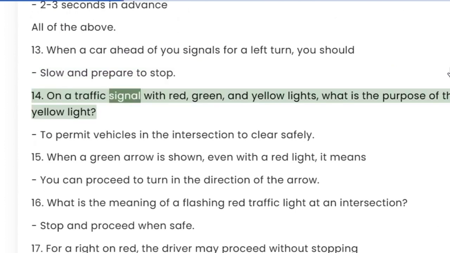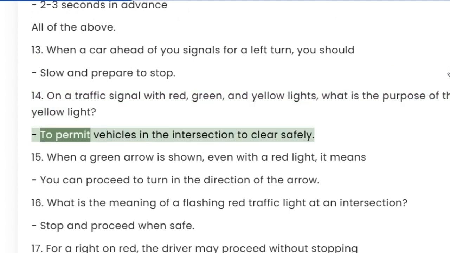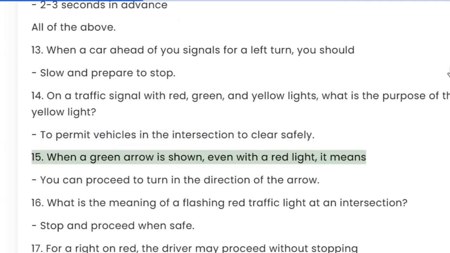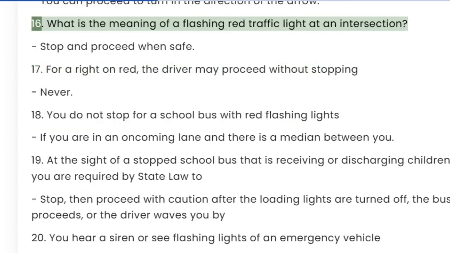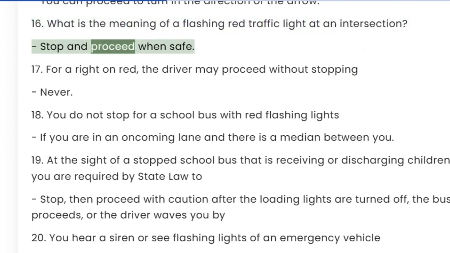14. On a traffic signal with red, green, and yellow lights, what is the purpose of the yellow light? To permit vehicles in the intersection to clear safely. 15. When a green arrow is shown, even with a red light, it means you can proceed to turn in the direction of the arrow. 16. What is the meaning of a flashing red traffic light at an intersection? Stop and proceed when safe.